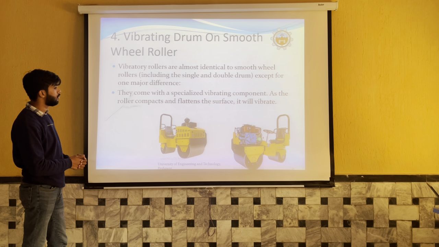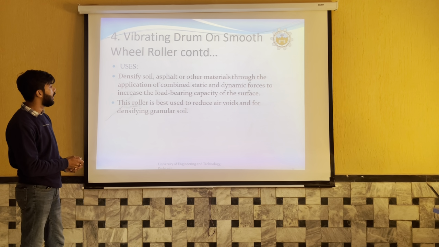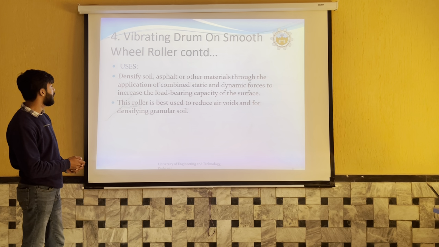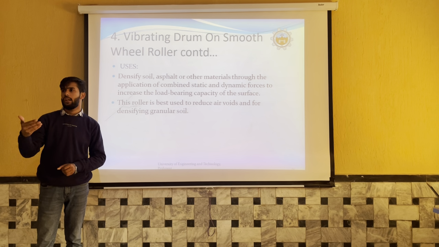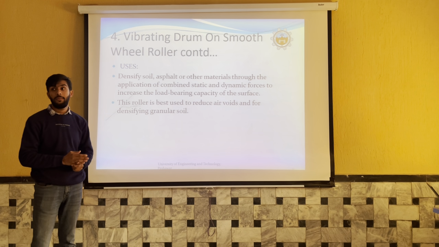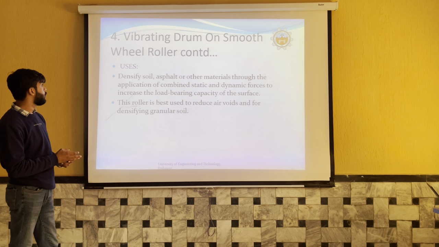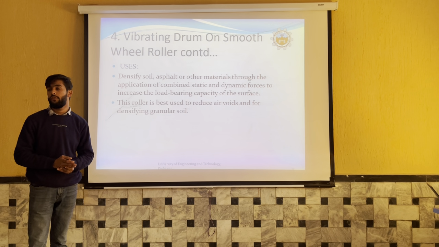Uses: densify soil, asphalt or other material through the application of combined static and dynamic forces. When the roller is moving, it is applying load on the soil and moving slowly, so that is a static force. The second type is dynamic force. The vibration is a dynamic force. This roller is best used to reduce air voids and for compacting regular soil. Like I told you, they are used to eliminate the air voids.